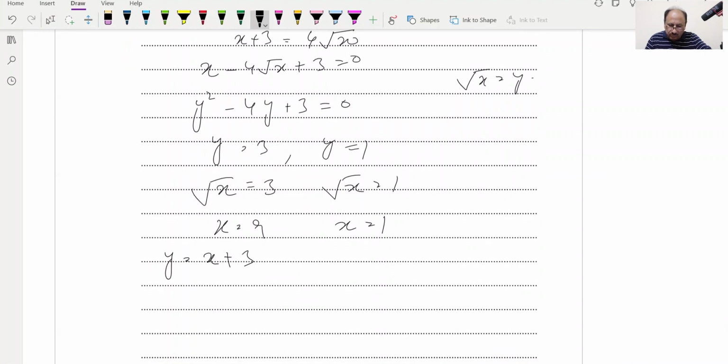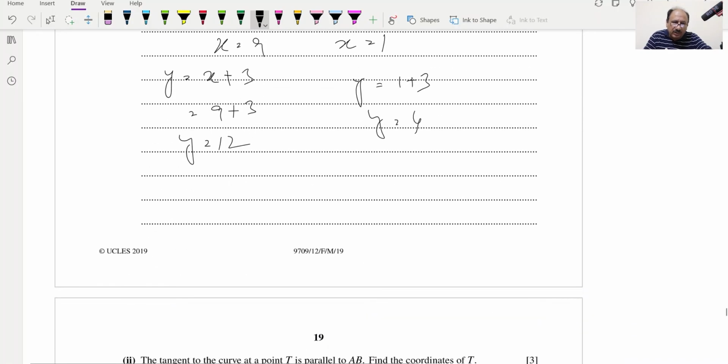When x is equal to 9, this will be 9 plus 3, so the y value will be equal to 12. And when x is equal to 1, y will be equal to 1 plus 3, so y will be equal to 4. And the points will be what? The point will be 9 and 12. This will be our A point, and the B point will be 1 and 4.